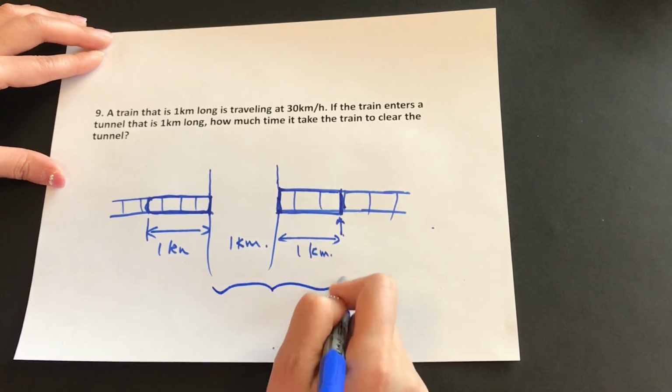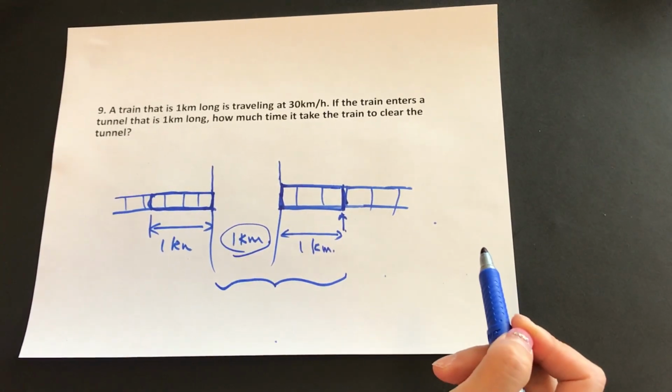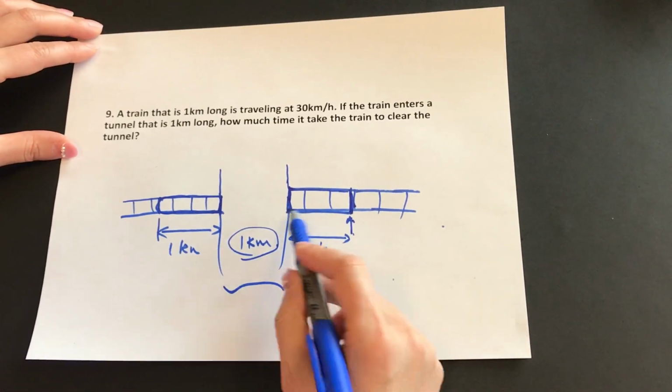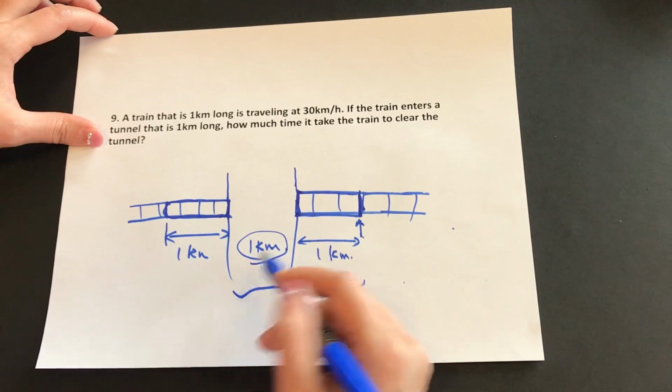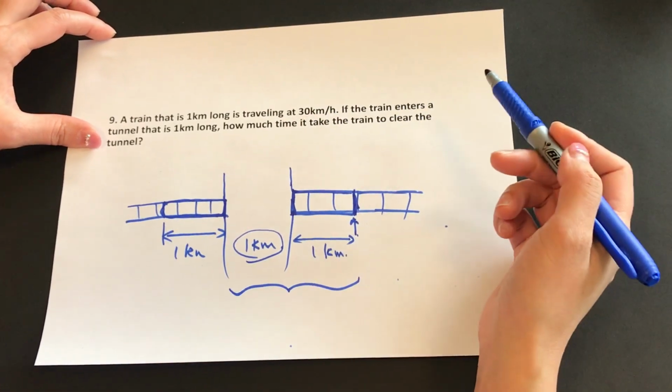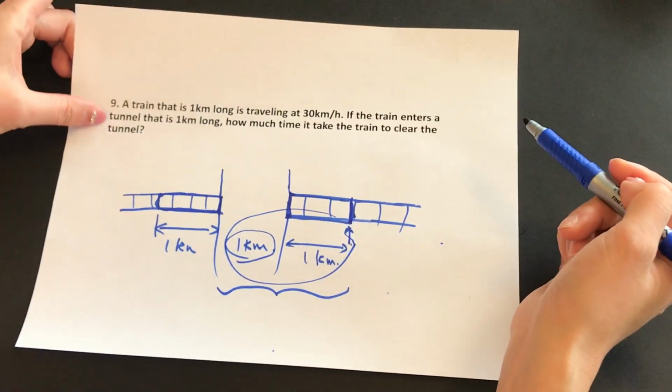So the total distance it has to travel is not just the 1 kilometer distance of the tunnel. It also needs to add the length of the train. So this is the total distance it has to travel, and you know the speed, and the student can find out how much time it would need to clear this much distance.